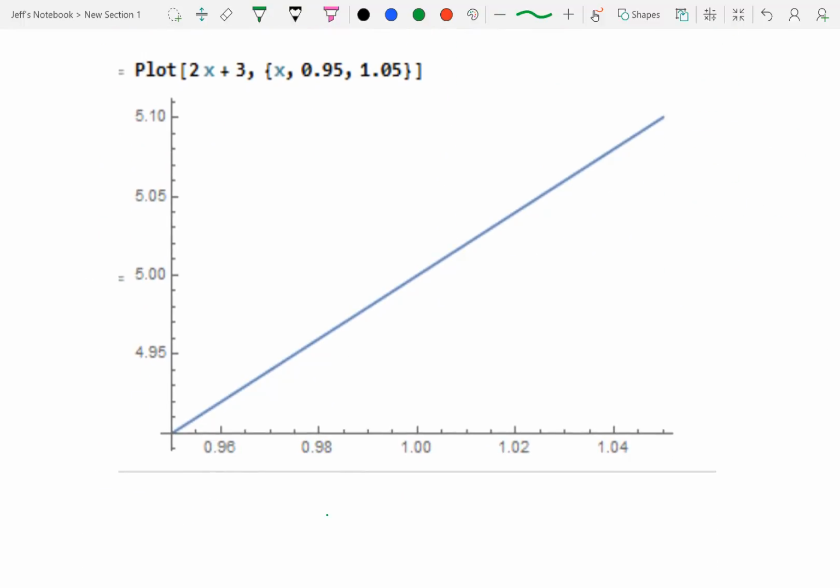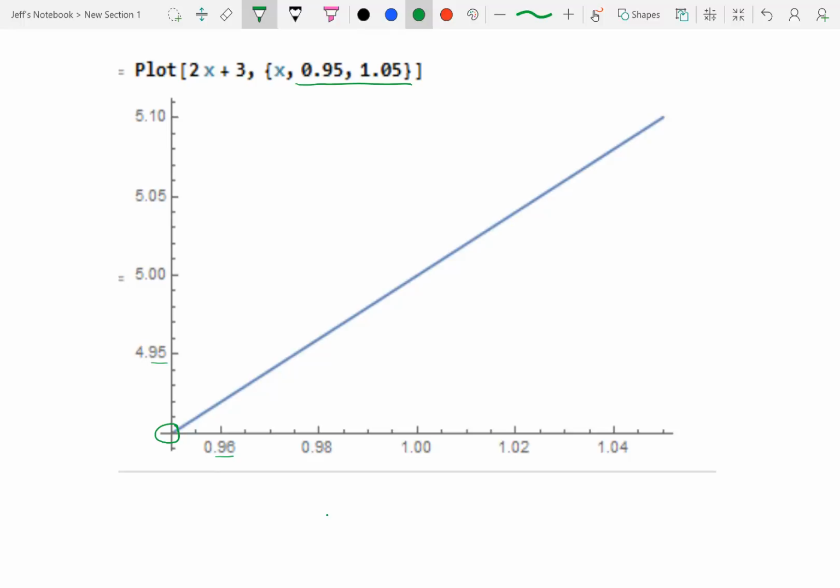So in this graph, I really zoomed in. I'm only looking at values from x going from 0.95 up to 1.05. So this is really zoomed in on the graph. Don't think that that is the origin, because it isn't. You can see that this is 0.96, this is 4.95.